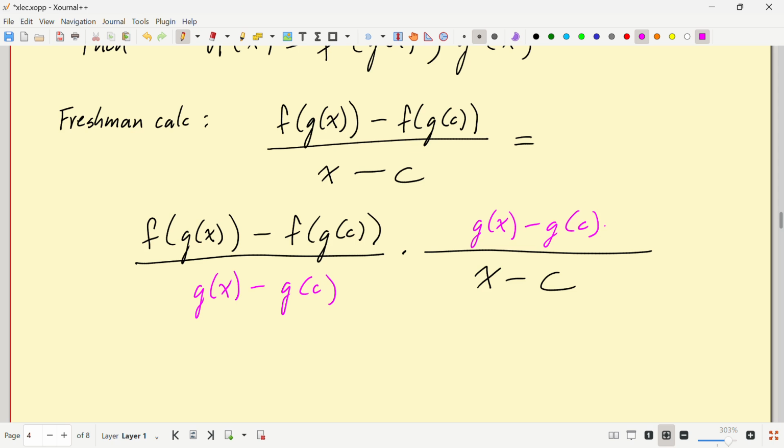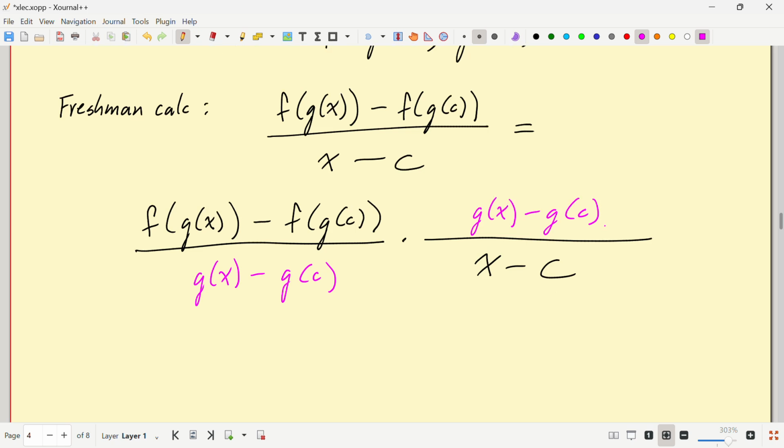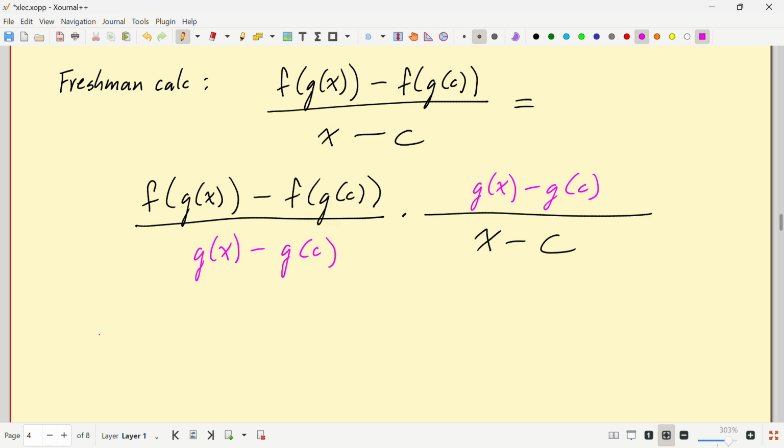And then you see, oh yeah, that's going to make good sense, because if I let y be equal to g of x, then that would be f of y minus f of g of c over y minus g of c. That would look like a difference quotient right there. And if they did say that differentiable functions are continuous, we would know that g of x tends to g of c.